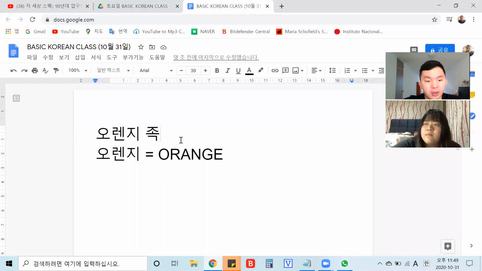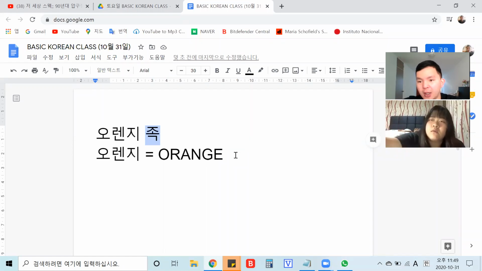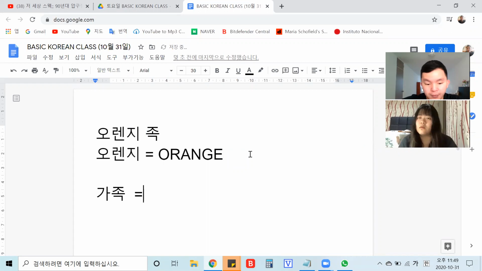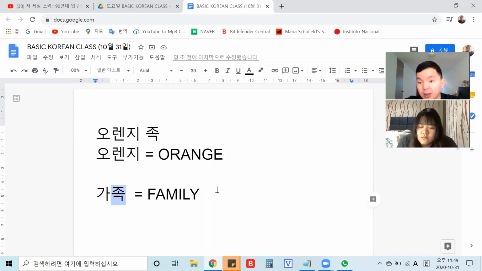And this 족 is based on a Chinese word and has several meanings. The meaning used here is like a party or group. A similar usage is the word 가족, which means family. So this 족 is also used as a group. But another meaning is foot as well, based on the Chinese character. But anyway, what I'm trying to say is 오렌지족 is the party of the orange.